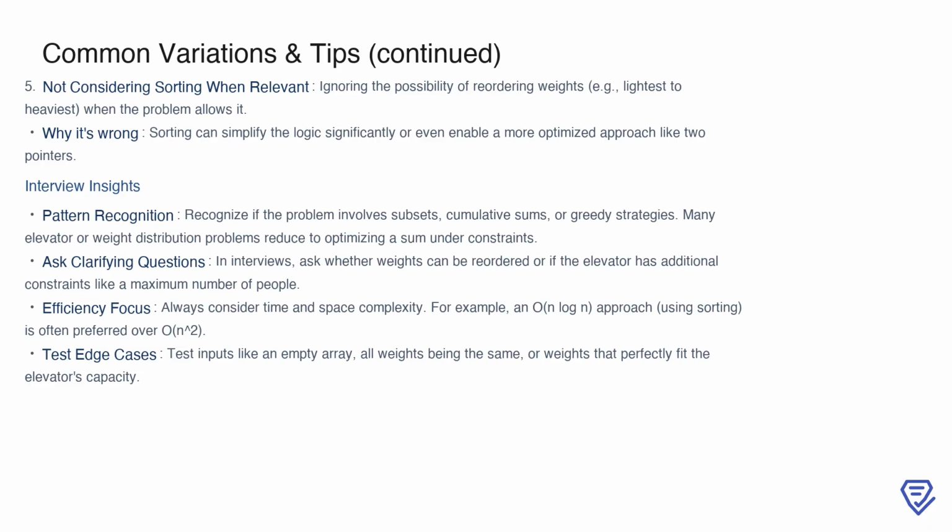Efficiency is critical, so always analyze the time and space complexity of your solution. An n-log-n method, such as one that uses sorting, is often a good balance of efficiency and simplicity compared to something like n-squared. Lastly, don't forget to test edge cases. Try inputs like an empty array, weights that perfectly fit the elevator's capacity, or scenarios where all weights are identical. These tests will help ensure your solution is robust.